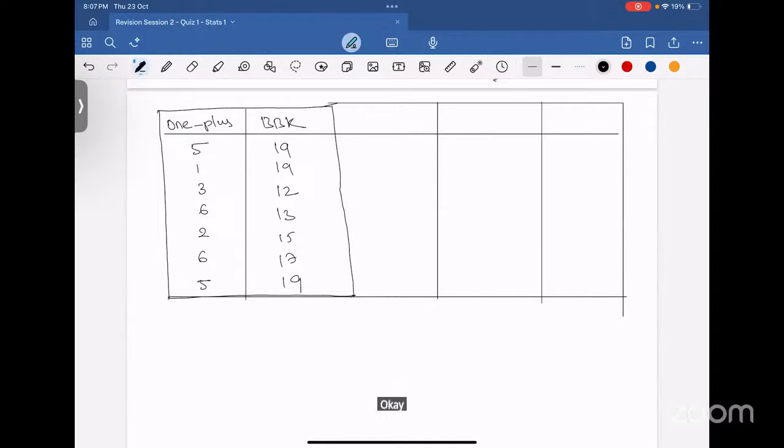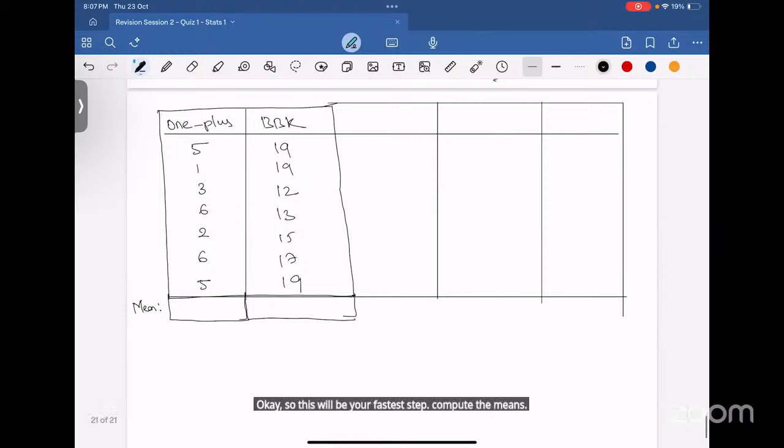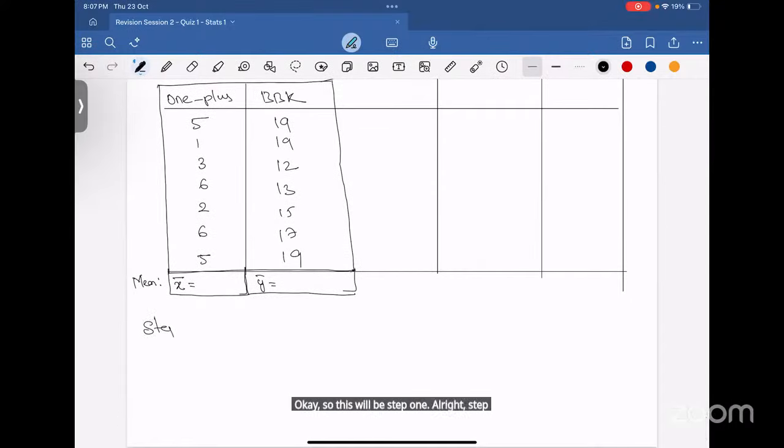Firstly, for computing correlation, you follow these steps. First of all, compute the mean of each variable. So this will be your first step. Compute the means, so compute this x bar and this y bar. This will be step 1. I will write step 1.